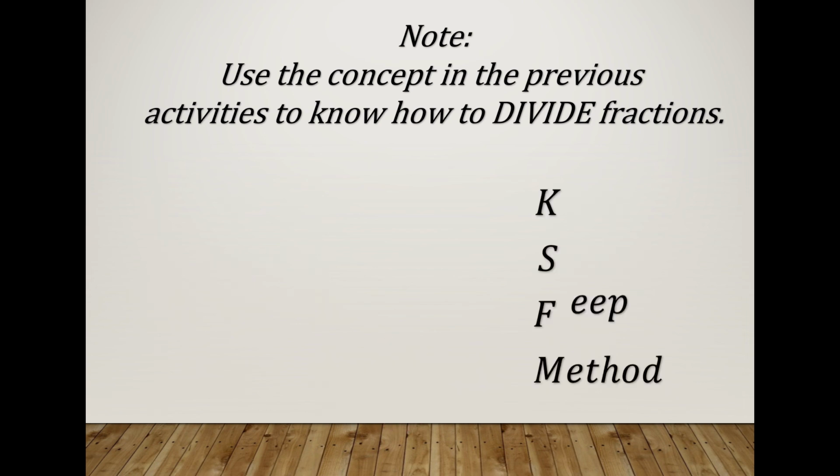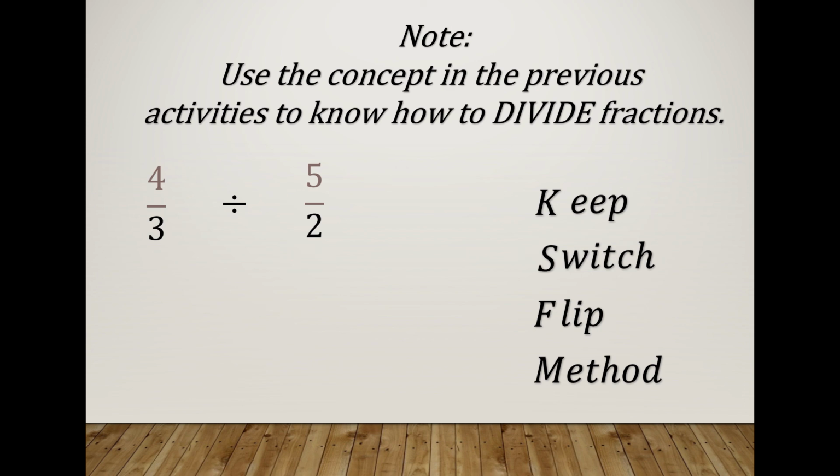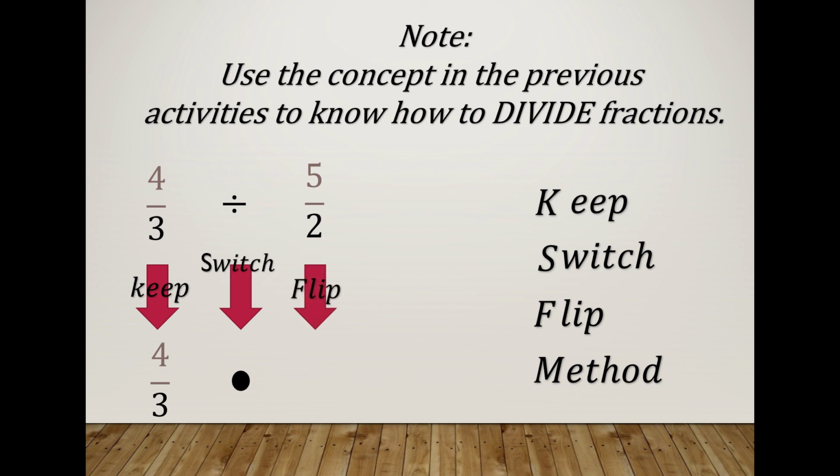Okay? Next example. Now let's say we have 4 over 3 divided by 5 over 2. So from that, we are going to keep the first fraction, switch the operation from division to multiplication, and then we are going to flip the second fraction, from 5 over 2, it will become 2 over 5. And then multiply the numerator by numerator, denominator by denominator. 4 times 2 is 8. 3 times 5 is 15. So, the final answer is 8 over 15.